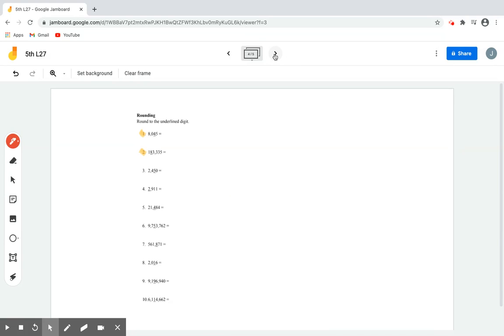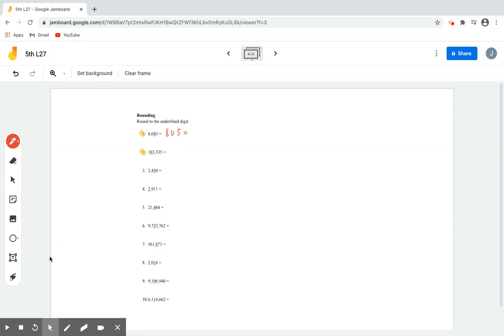And the last one is rounding. So we're going to do number 1 and 2. In number 1 we have 8,045. The number 4 is underlined here, so we're going to round to the number 4. When we round numbers, we look at the number on the right side of the underlined number. So for this one, we're looking at 5 here. If this number is 1, 2, 3, or 4, we round down. And if the number is 5, 6, 7, 8, or 9, we round up. For this one, we have 5 here, so we're going to round it up. So this 4 here is going to be 5 because we rounded it up, and then this 5 will be 0. So the final answer will be 8,050.